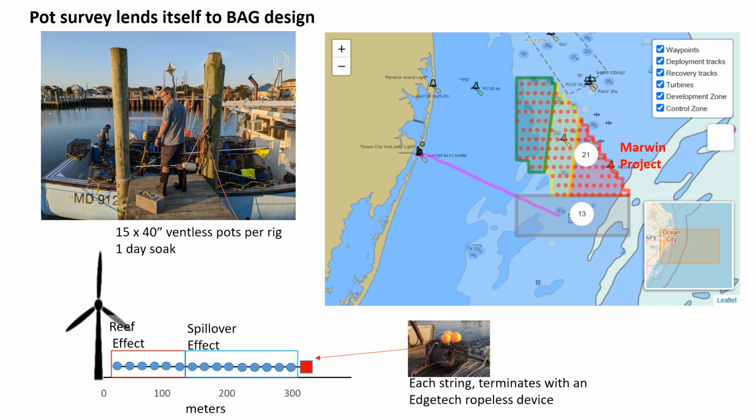Pot surveys, or trap surveys, lend themselves to gradient designs because we can arrange pots at varying distances from the subfoundation. In the schematic below, I show how we arrange 15 pots to detect both reef and spillover effects, which are expected should aggregation behaviors diminish with distance from the subfoundation. Note here also that we are testing ropeless gear and using one-day soaks.